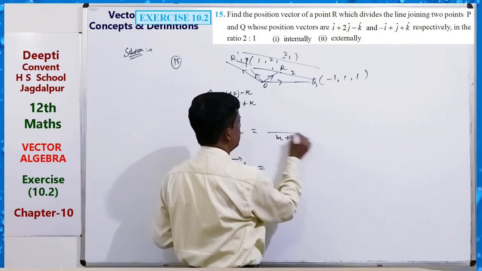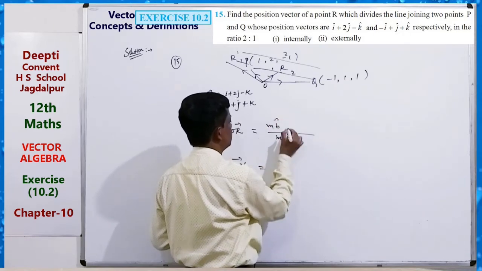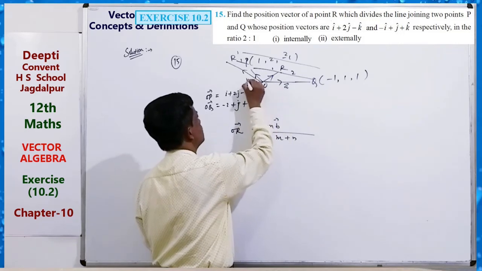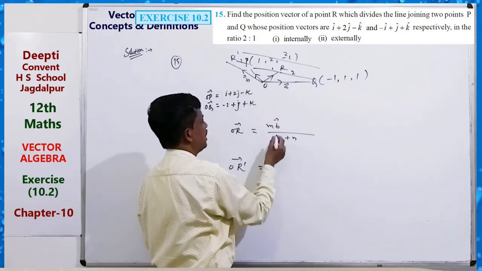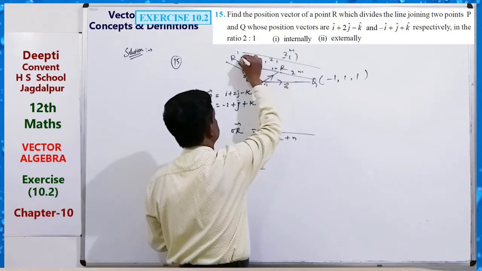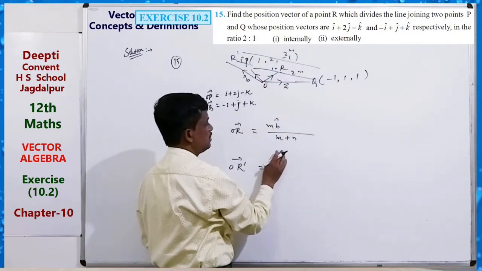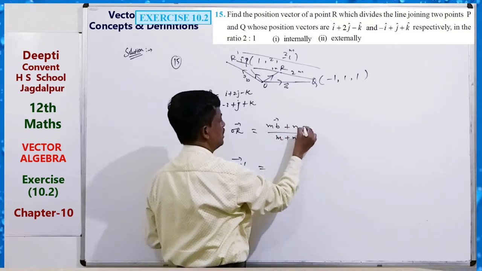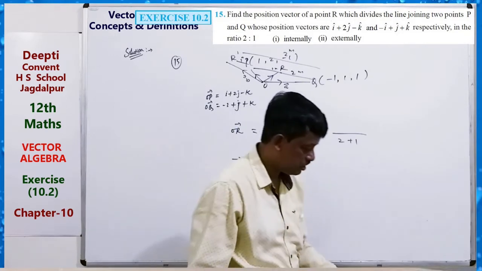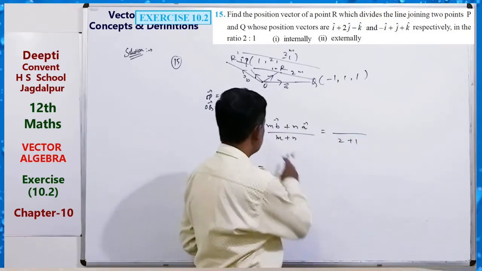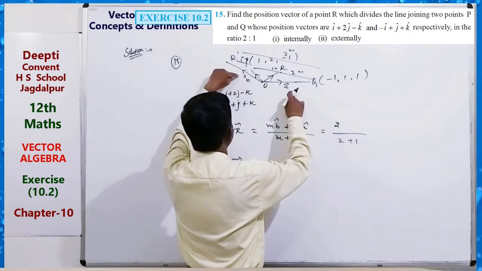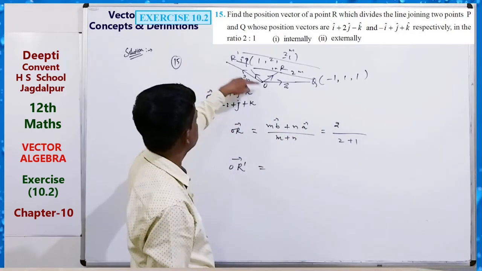The formula is (m plus n) times the vector equals m B plus n A, if this is A and this is B, with m here and n here. Here m means 2 and n means 1, given ratio 2 to 1 internally. So 2 plus 1, and 2 into B. B means the position vector of Q.